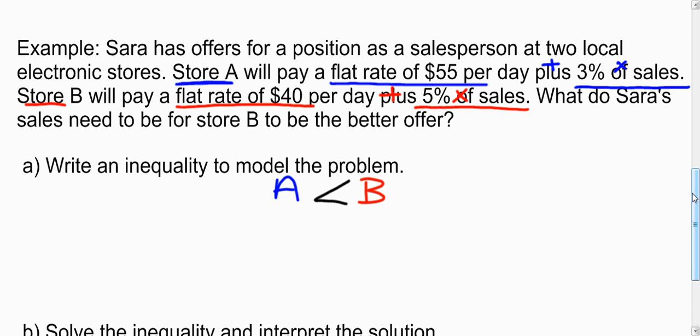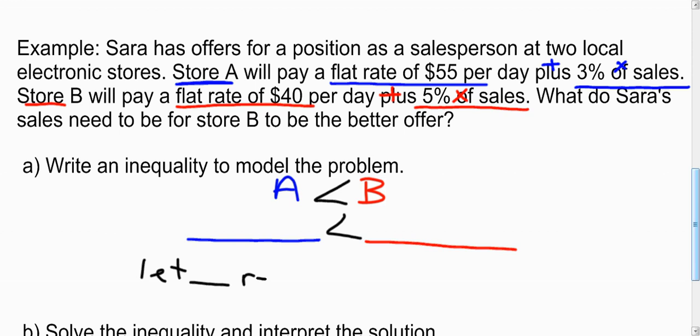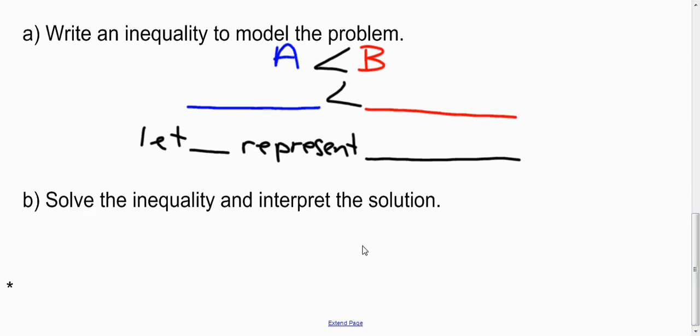So we're going to make an inequality for store A, using the information above, and that's going to be less than the information for store B. Okay, here's a hint. You have a plus and a multiplying piece. You also need to come up with a let statement, right? You're going to let some variable represent something. You're going to have to figure out what that is. No, not doing it for you. Okay, and then you're going to solve the inequality and interpret the solution. So what I mean by interpret the solution is give me a sentence explaining what your answer says.